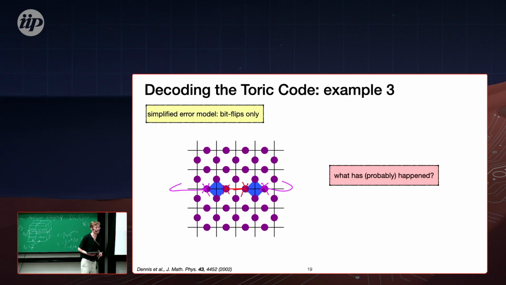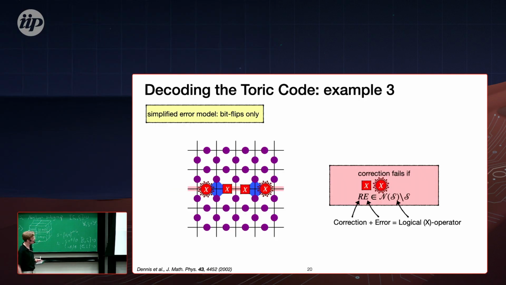I see some heads nodding. Indeed, this was one of the non-trivial loops that wrap around the torus. So in that case, we would have a problem and indeed made a logical error. So if the correction plus the error is a logical operator, then the correction fails. Okay.